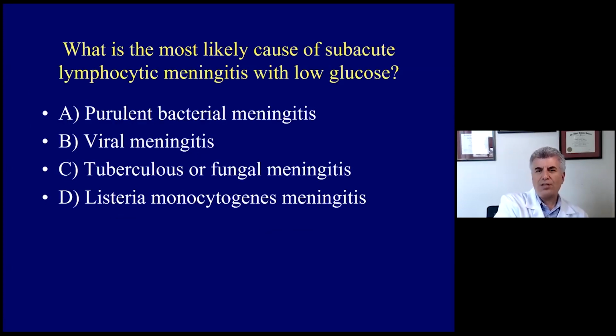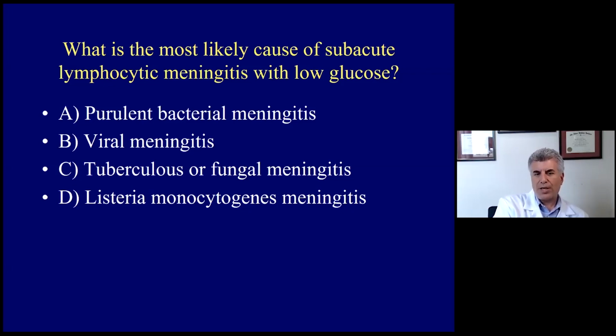What is the most likely cause of the subacute lymphocytic meningitis with a low glucose? I'll give you a second to think about this. And the correct answer here is C, tuberculosis or fungal meningitis. Remember, A, purulent bacterial meningitis should have a poly predominance, neutrophils. This case had a lymphocyte predominance. Viral meningitis should give you a lymphocyte predominance, which he had, but the glucose should be normal.